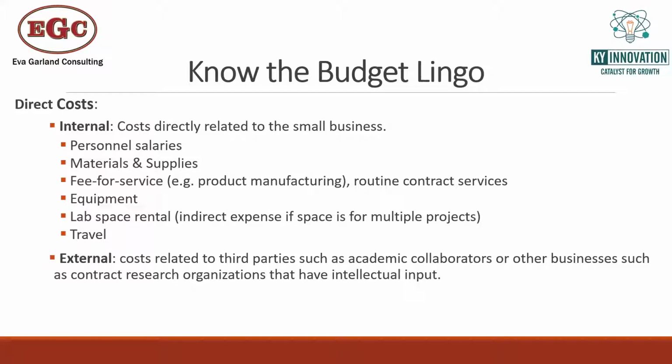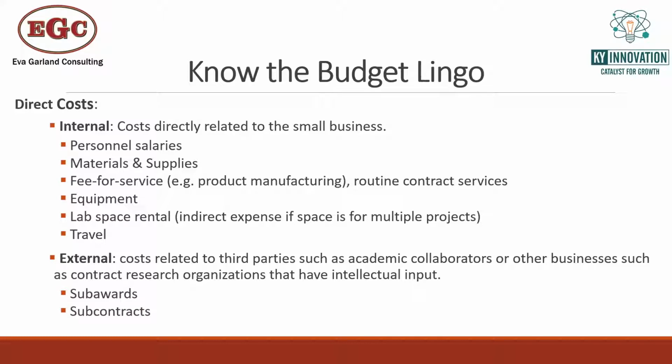Anytime you have a subaward with an academic collaborator, or if you are going to be working with a contract research organization who's going to be, say, developing a synthesis for you, or actually adding intellectual input into that final product, that's considered an external expense. And it's important to keep in mind when you're constructing your budget what expenses are internal on your direct costs and what expenses are external, because there are certain rules about allowability and percentages of the total budget that need to go internal versus external.